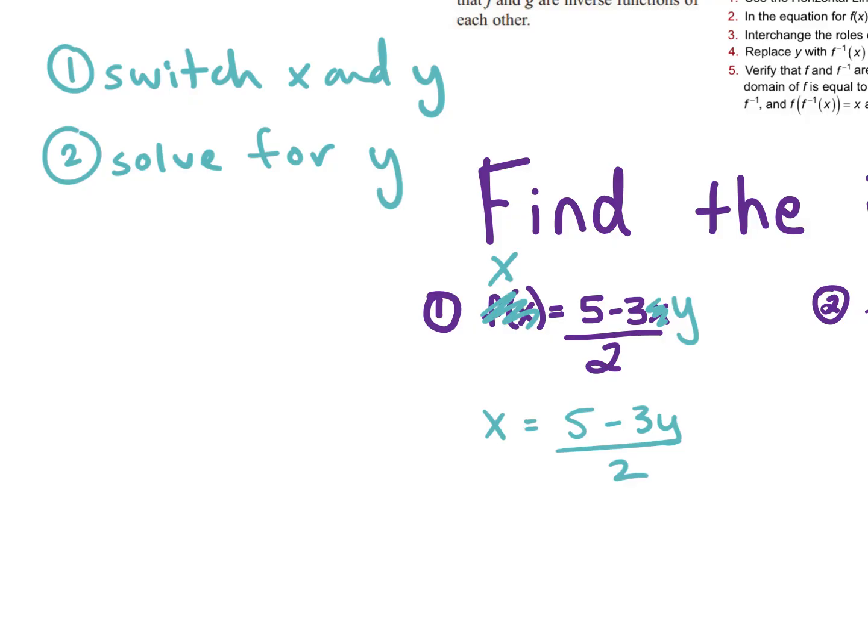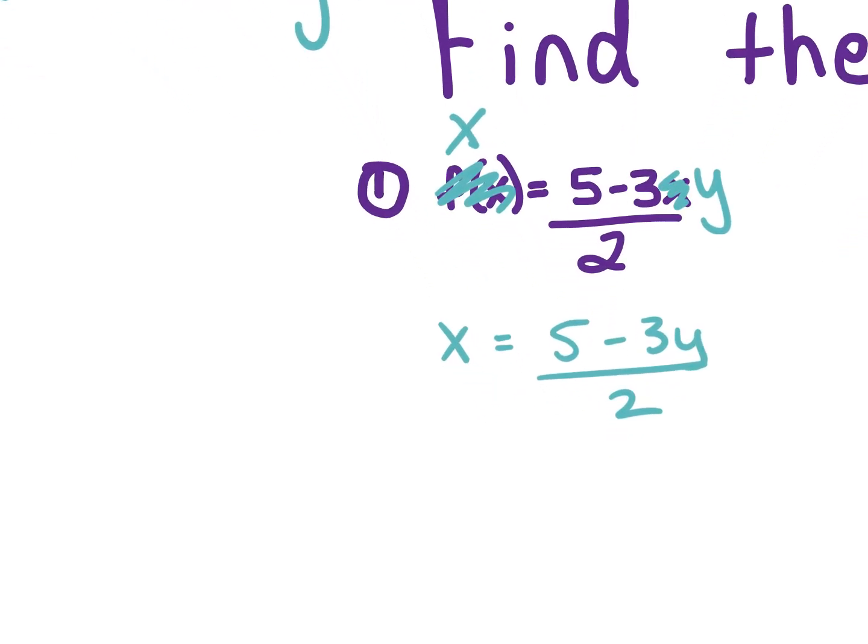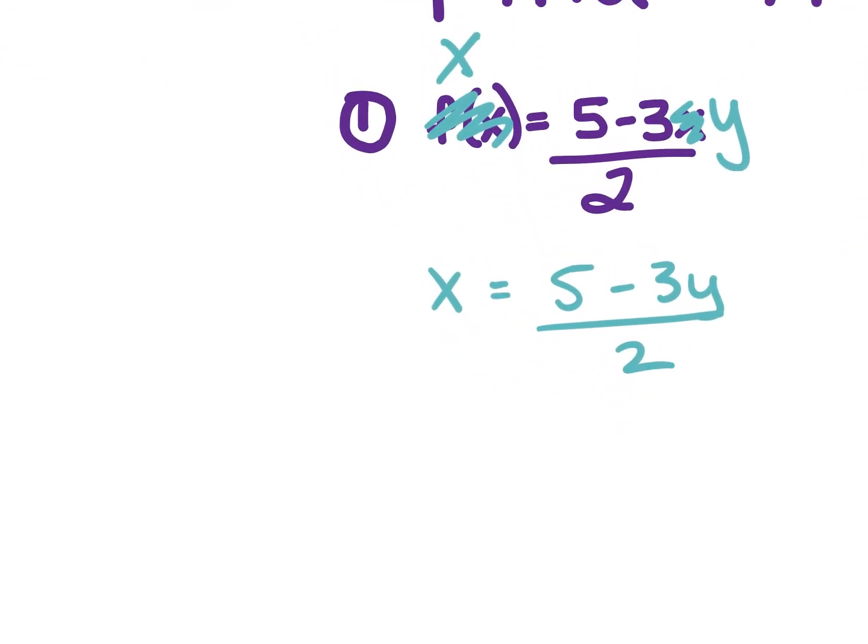Now we need to undo everything on the right side to get y all by itself. So we want to isolate the y. What could we do? What could we move first over to the left side? Let's multiply by 2. So dividing by 2 and multiplying by 2 will cancel on the right. So we have 2x equals 5 minus 3y.